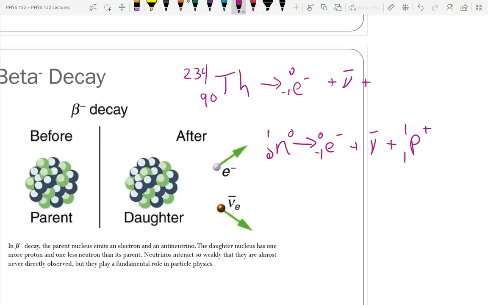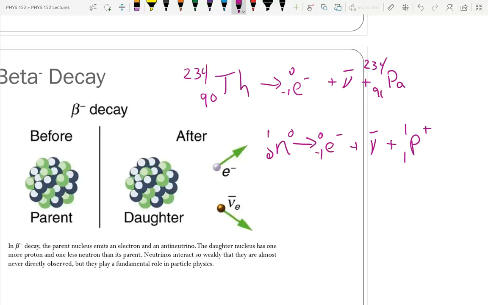So now to balance, I have 90 is equal to -1 plus, 90 equals -1 plus what number? This is not hard math. 91 plus a -1 gives me 90. So it's got to be 91. And honestly, I don't even know the name of that one. And then taking the top numbers, 234 is equal to 0 plus, pretty clearly 234. So that's the beta decay.